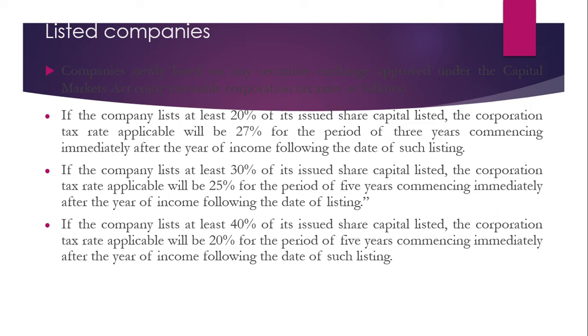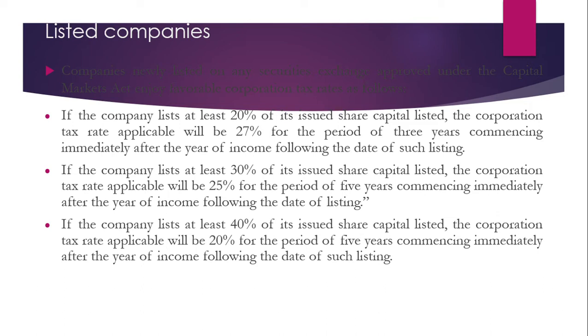So the taxation component is on the basis of a company listing its shares in the capital market. If it is 20%, you'll be taxed 27%. If it is 30%, you'll be taxed 25%. If it is 40%, you'll be taxed 20%.